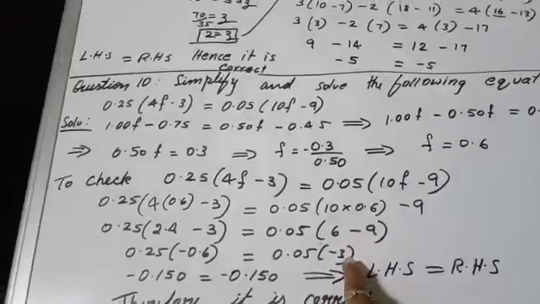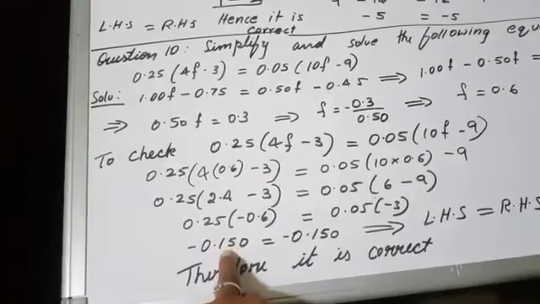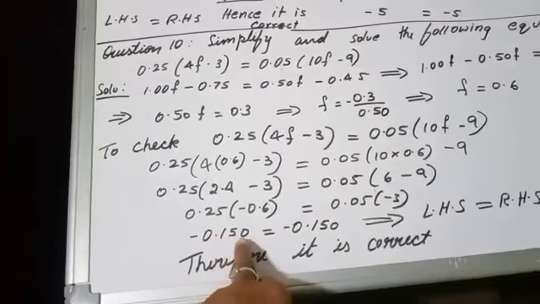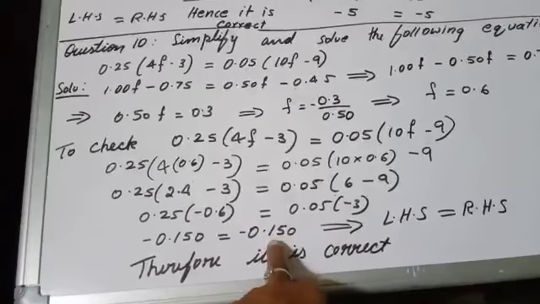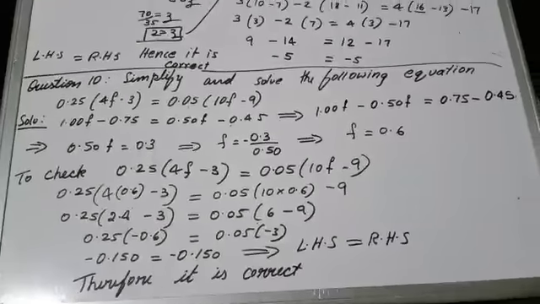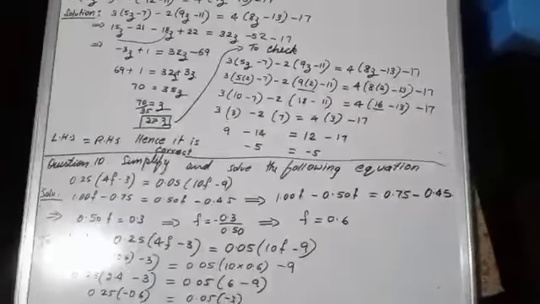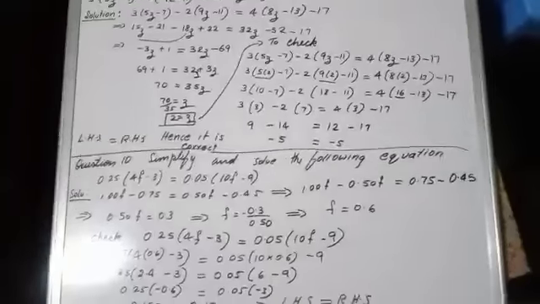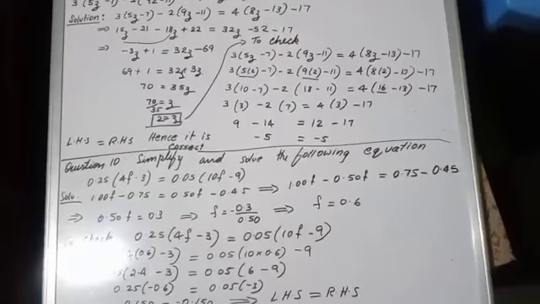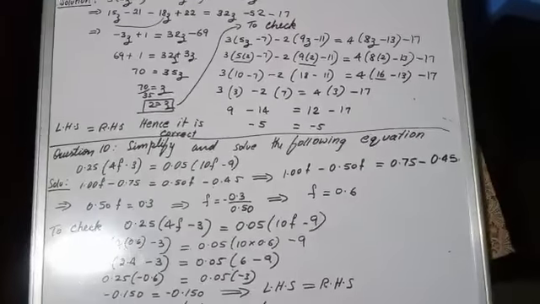Here 6 minus 9, minus 3. So if we multiply, we get minus 0.150. Minus 0.150 and minus 0.150. We get left hand side is equal to right hand side. Therefore, it is correct. In this way, we can solve the problem very easily. But when we are working with brackets, when we are removing the bracket, we have to be a little bit more careful regarding the sign. Hope you understood this exercise. Enjoy. Have a nice day.